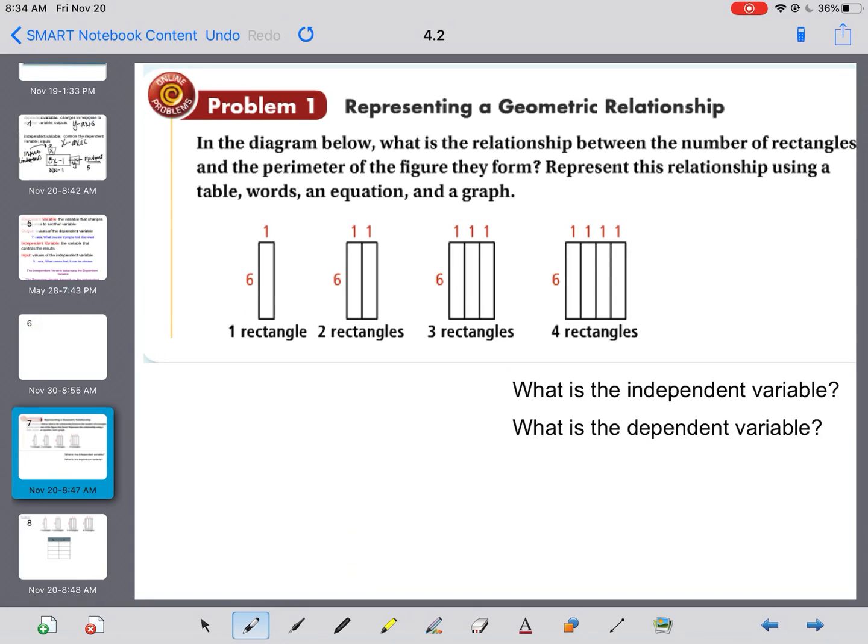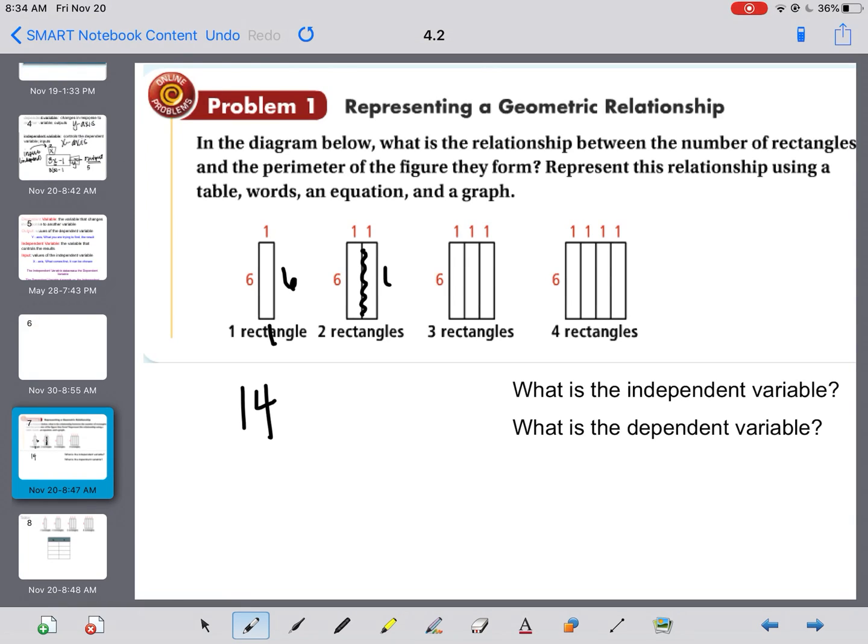All right, problem 1. We're going to represent a geometric relationship. So they give us a diagram, and they're wondering what is the relationship between the number of rectangles and the perimeter of the figure that they form. Okay, they want us to do 4 things. They want us to use a table, write it with words, make an equation, and then graph it. Okay, so first of all, we're talking about number of rectangles and perimeter. So let's look at the first rectangle and see what the perimeter of it is.